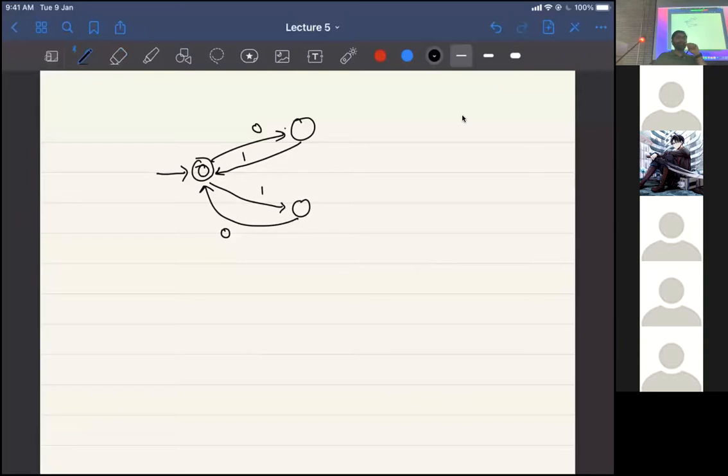Sir, let's connect them with each other. Sir? Yes. We are trying this for D, right? For part D? No, we are trying for C.